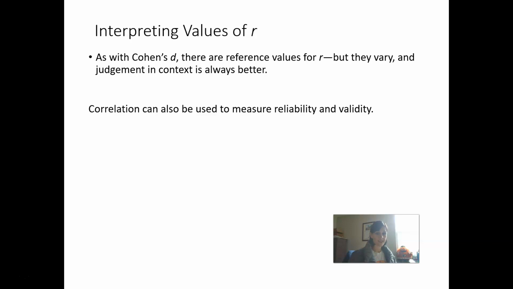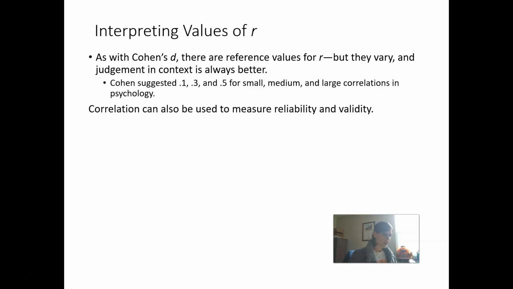So when we're interpreting values of R, just as with Cohen's d, there are actually reference values for R, but they vary. And generally, you want to have sufficient context before you make a judgment. Figure out what's common for your field and with people who are doing research in your area. Now, Cohen suggested 0.1 for a small correlation, 0.3 and 0.5 for medium and large correlations, respectively.